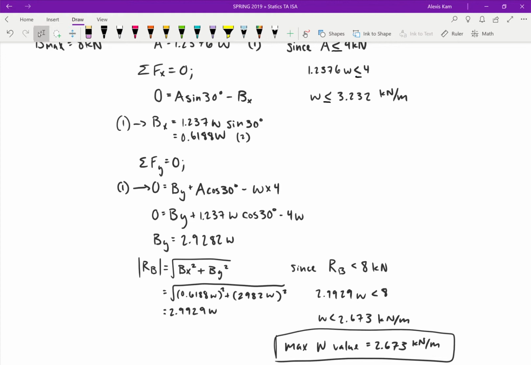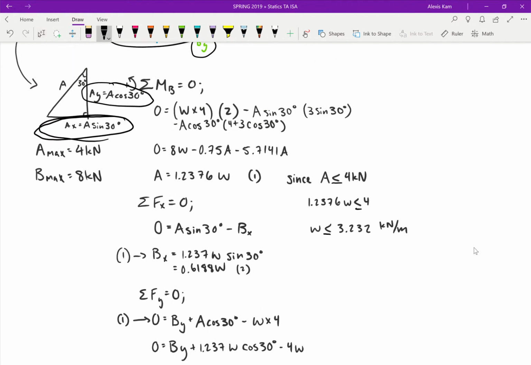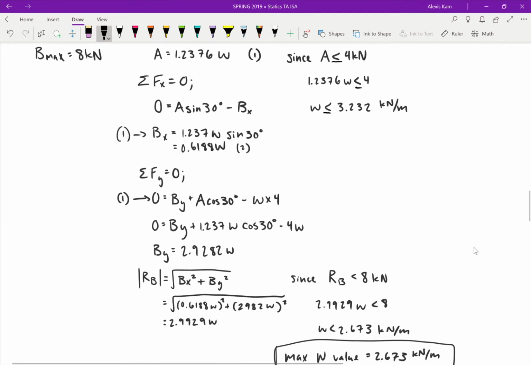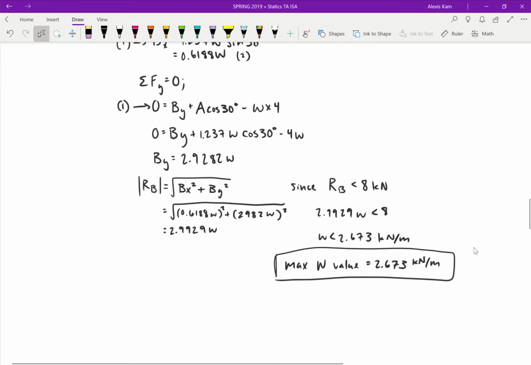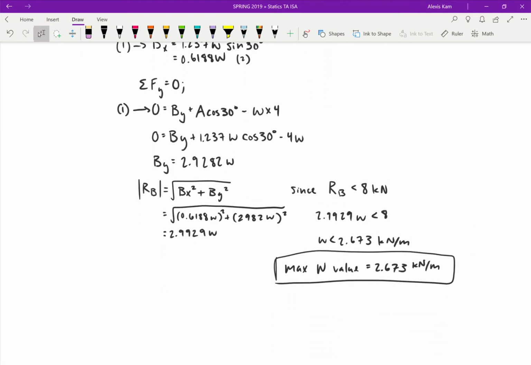Then if we take the sum of the forces in the y direction, we can find BY. And so here we'll have 0 equals BY plus A times cosine of 30. If you've forgotten, that's the AY we have up here, minus the distributed load times 4, which is the distance it acts on, remember? So if we simplify this, BY will be equal to 2.9282 W.